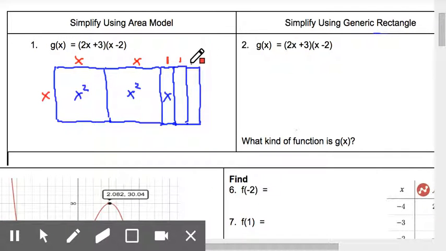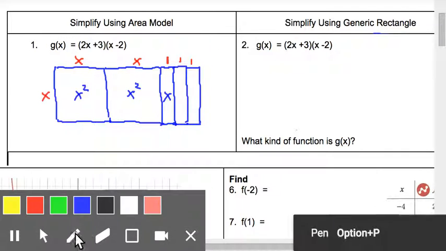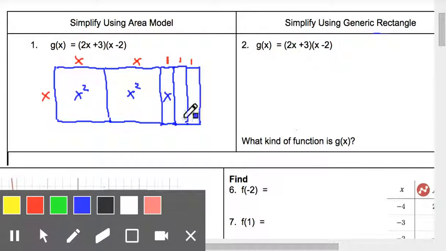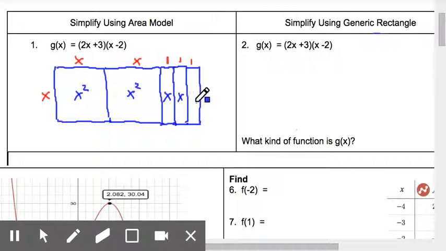This is 1, 1. So now we see, okay, let me just label this x. The area of this tile is x, and the area of this tile is also x. So what we see here is a long rectangle where the length is 2x plus 3 and the width is x. So if you want to find g of x, it starts with what we have here right now, which is the area is 2x squared plus 3x.